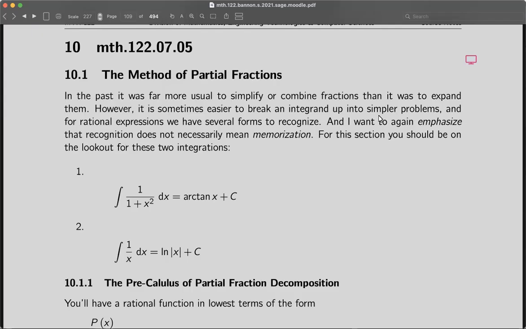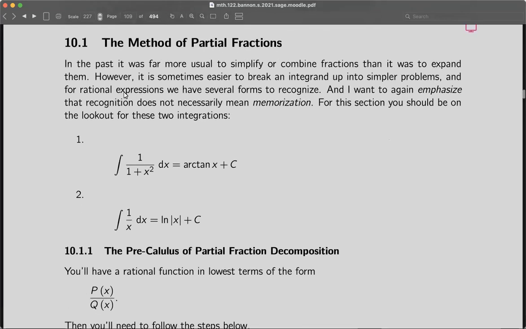Okay, we're in section 10 of the notes. This is going to be the material on partial fractions. So the big thing here is that there are two integrals that you need to know about that we've discussed in Calc 1. So these need to be known for this section.